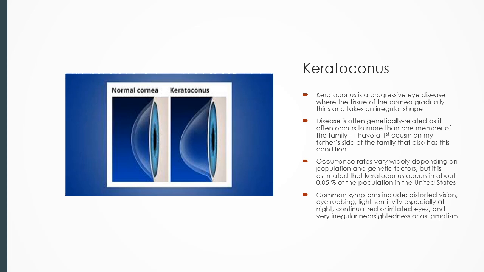A little bit about keratoconus. Keratoconus is a progressive eye disease where the tissue of the cornea gradually thins and takes an irregular shape. The disease is often genetically related, as it often occurs to more than one member of a family. In fact, I have a first cousin on my father's side that has also been diagnosed with this condition. The occurrence rates vary widely depending on population and genetic factors, but it is estimated that keratoconus occurs in about 0.05% of the population in the United States. Common symptoms include distorted vision, eye rubbing, light sensitivity, especially at night, continual red or irritated eyes, and very irregular nearsightedness or astigmatism.